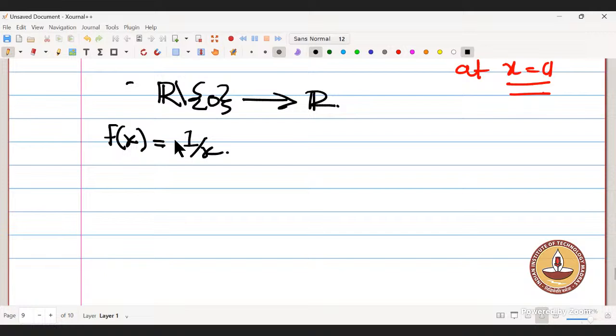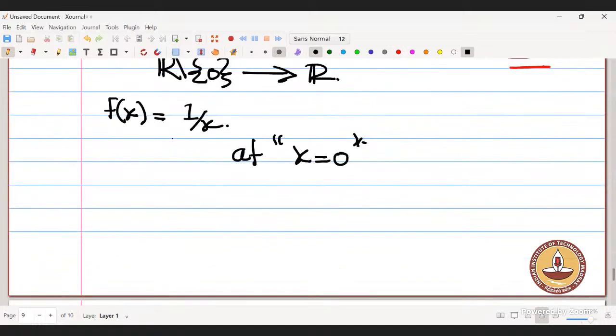I can talk about the limit of a function even if the point is not inside the domain of the function. So that is one of the advantages of the limit. You cannot do the same for continuity. So I want to check the limit of the function at x equal to 0, right? To check that, what do I need to do?